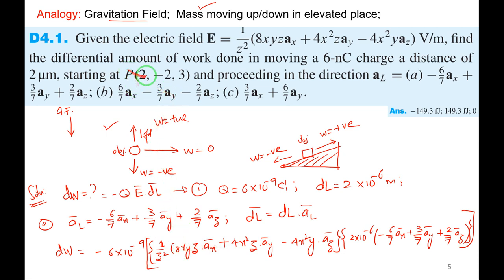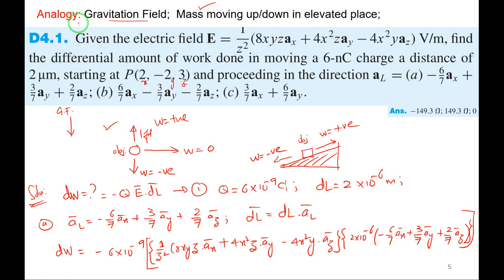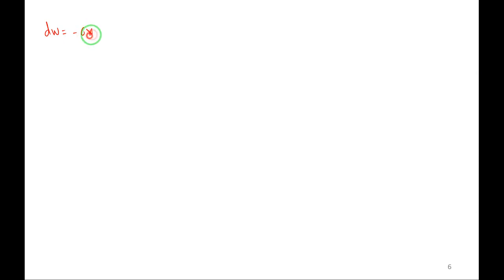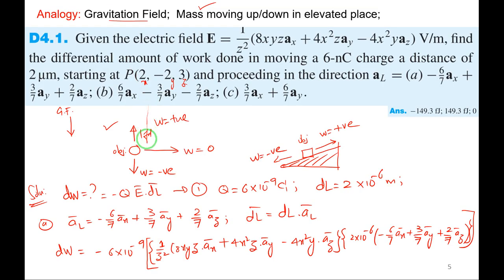See here, P of this is X, Y, Z. Substitute the value of X by Z. Right, so X is 2, Y is minus 2, Z is 3. Substitute here in this, and we'll find out. So dW is equal to minus 6 into 10 power minus 9, open bracket. So we'll calculate and write.